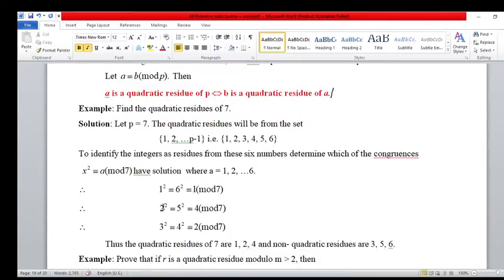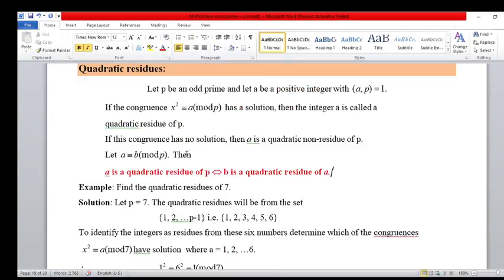Now 2 squared is 4, and 5 squared is 25, and 25 divided by 7 leaves remainder 4. Now 3 squared is 9 and 4 squared is 16. 9 divided by 7 leaves remainder 2, and 16 divided by 7 leaves remainder 2. In this way we have used all members 1, 2, 3, 4, 5, 6. This is 1, this is 6, this is 2, this is 5, this is 3, this is 4, and the residues are 1, 4, 2.